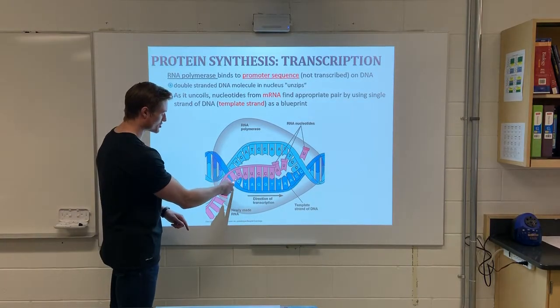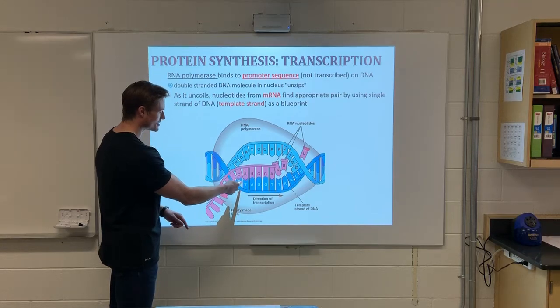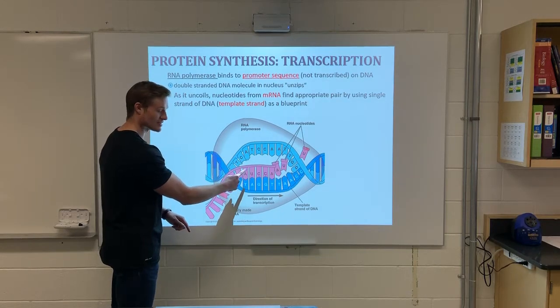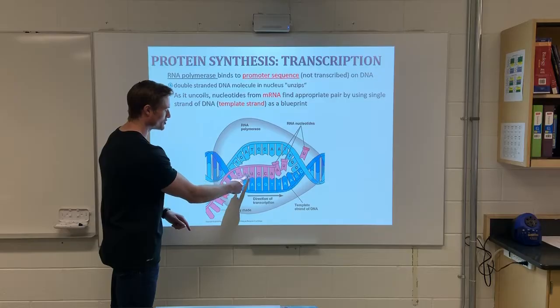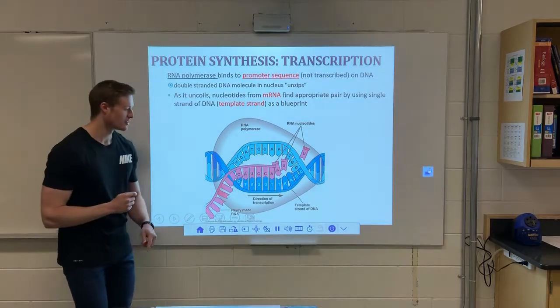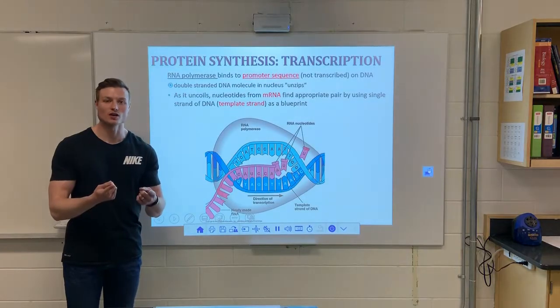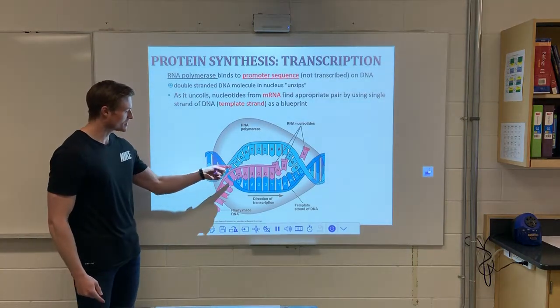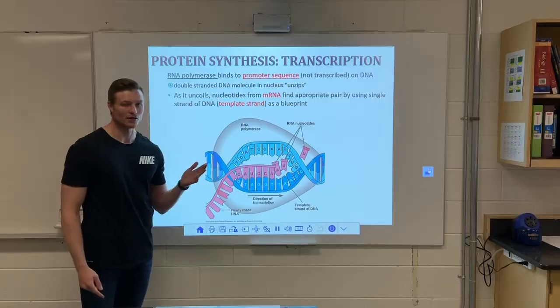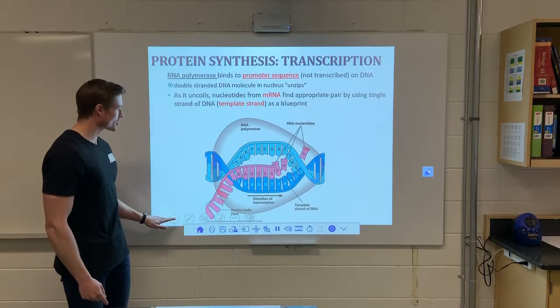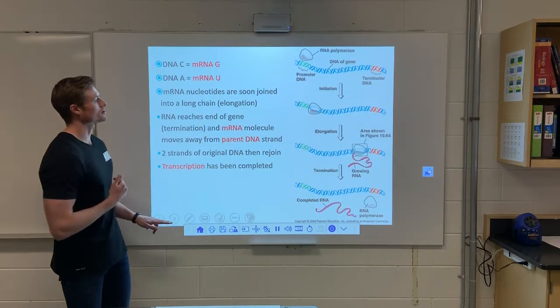So C's go with G's, A's go with T's, but there's no T's in RNA, so it would be a U that would go with an A. So anytime you would see a T, you would replace that with a U, a uracil. So then we have CAU, CCA, and away we go. As we build this chain of mRNA, this is called elongation.